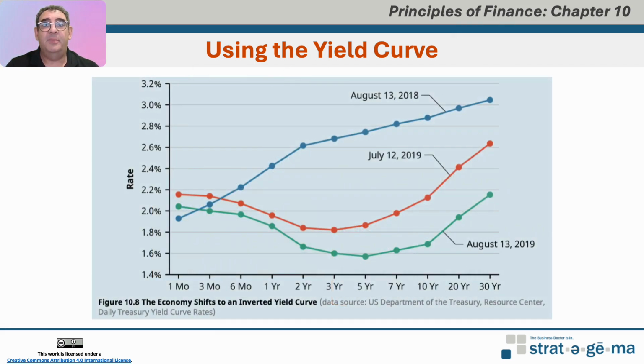So here's an example of some actual yield curves. The blue line is a normal positive yield curve from around August 13th, 2018. You can see that as the time to maturity increases, the yield also increases.